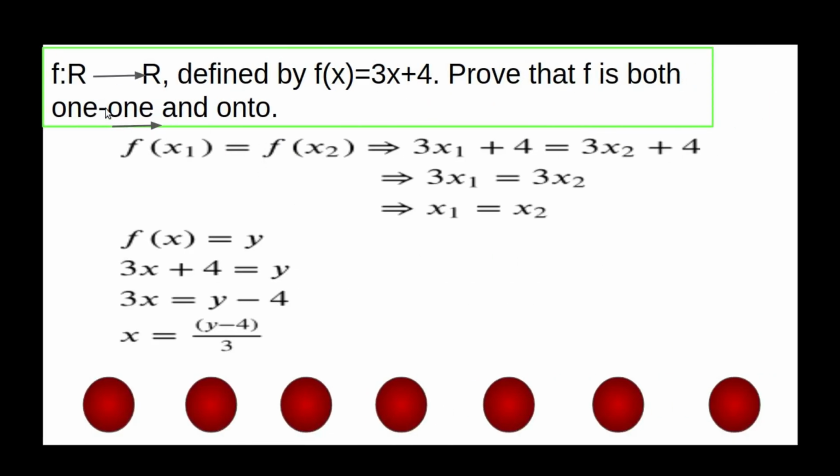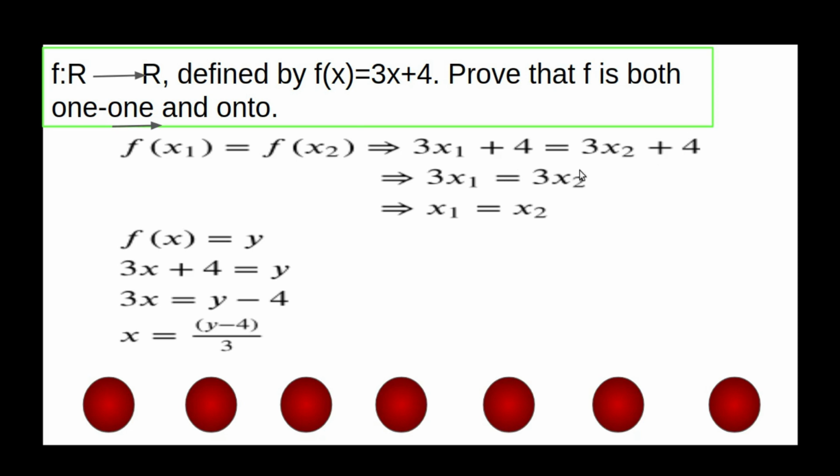Now here we have a problem. f from R to R defined by f of x equal to 3x plus 4. Prove that f is both 1-1 and onto. f of x1 equal to f of x2 implies x1 equal to x2. f of x1 is 3x1 plus 4. f of x2 is 3x2 plus 4.